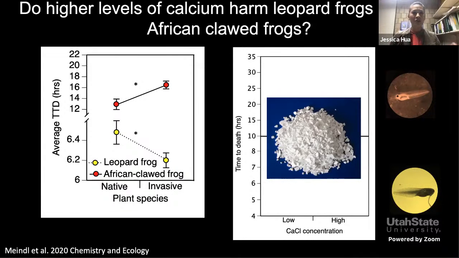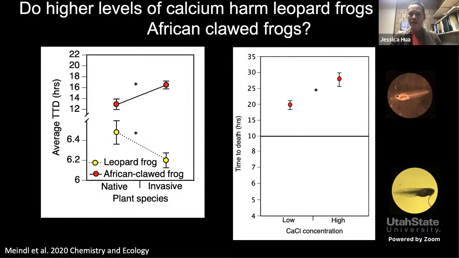So the figure to your left is data that you already saw. In the figure to the right is the new experiment that the students in the course conducted. And what we found, the results closely resembled the original study. And so this suggested to us that general hardness is likely one mechanism potentially contributing to why leopard frogs are more susceptible to salt when raised in invasive leaf litter, but the opposite for the African clawed frogs.